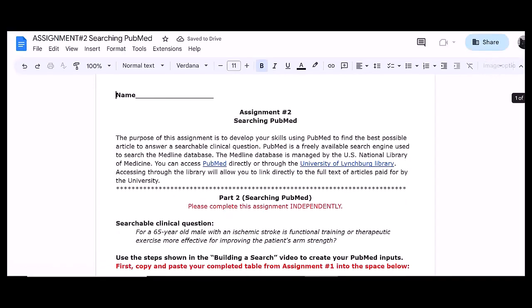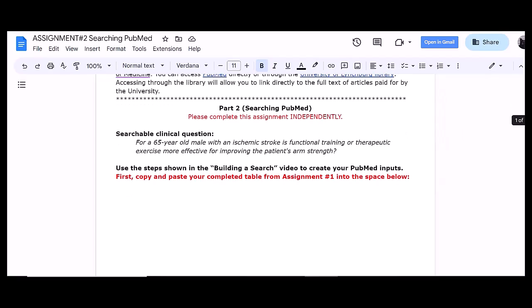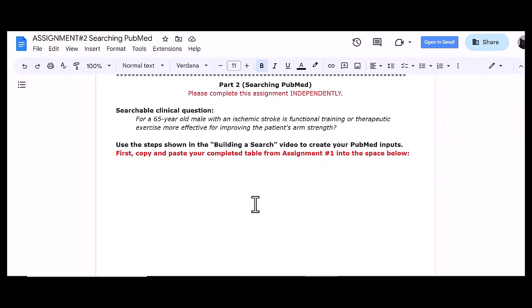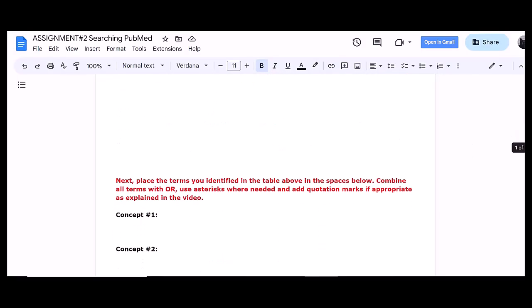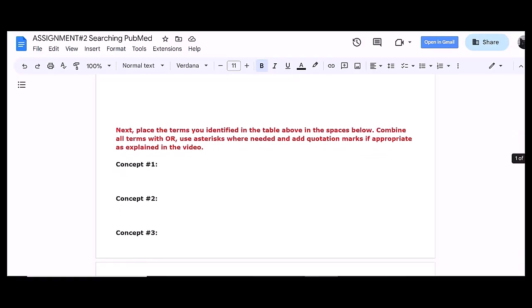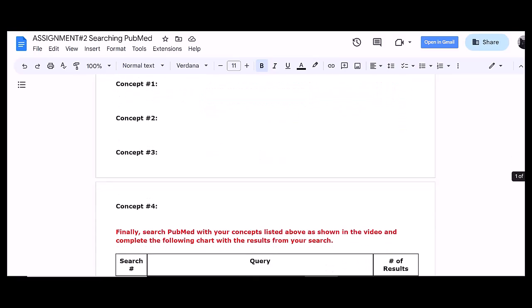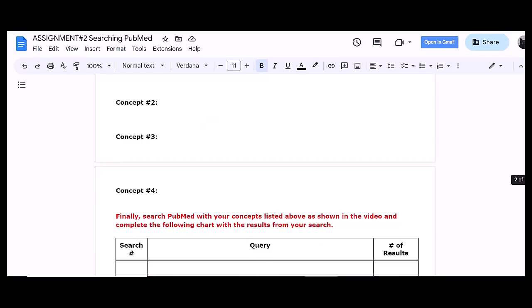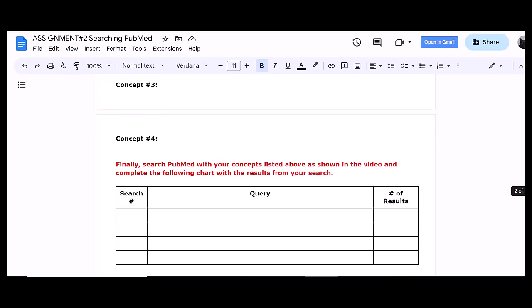And looking at this assignment, it's the same clinical question. You've already started finding your search terms with this clinical question and hopefully have gotten some feedback that you can use for this assignment. You're going to follow the steps in the video for building a search. And then put all of your concepts or all of your keywords together with the word or. And then finally search PubMed with all of your concepts combined with and properly.